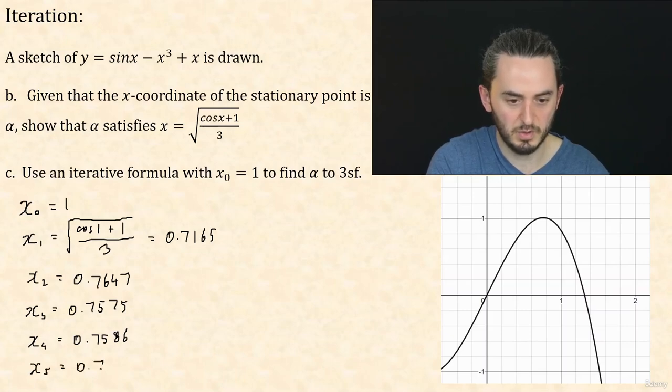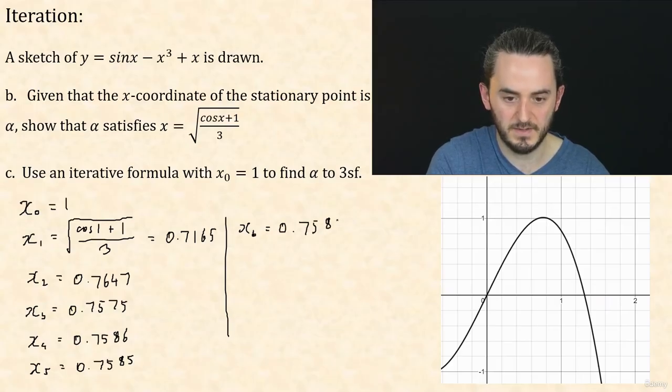x5 is 0.7585. We'll keep going here. This is why you don't want to key it in every time, because that would take ages. I just click equals each time to get my next answer. 0.7585. Okay, it seems to have settled on that. And what you might want to do is just press equals equals equals.